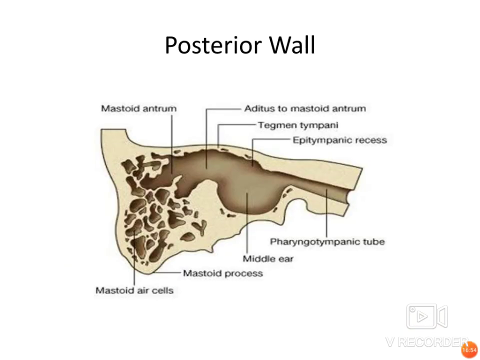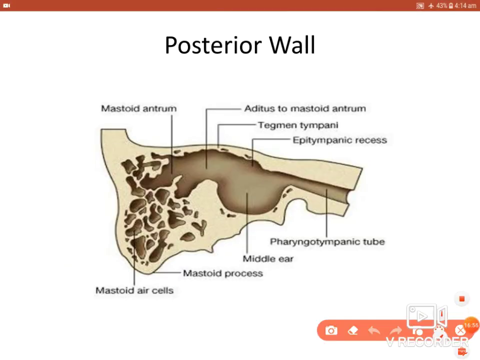Okay. Here you can see in this figure, this is the tympanic cavity. Here this is the epitympanic recess. These are the mastoid air cells in the posterior wall.